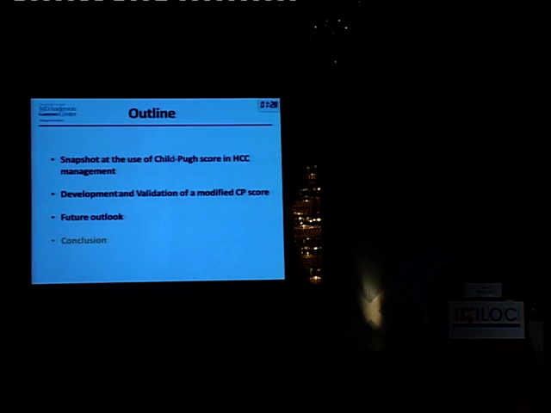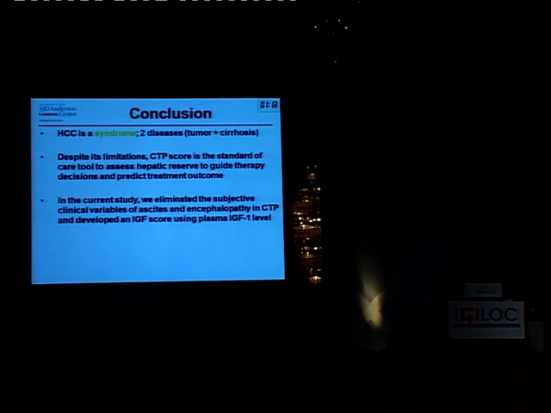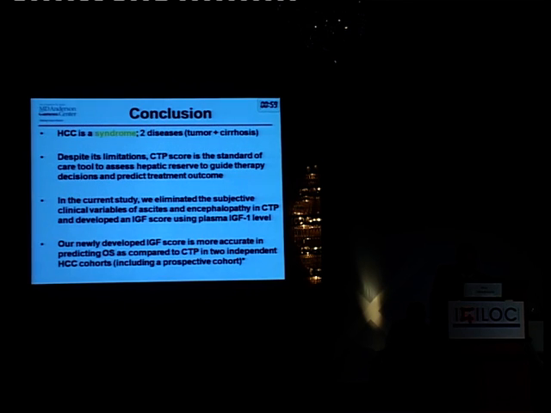So in conclusion, since HCC is a 2-disease state, Child-Pugh classification is the standard tool to assess the liver reserve, and despite the limitations we discussed, it remained the standard tool. So by elimination of those subjective parameters with IGF-1 and relying only on blood tests that could be done anywhere, we were able to better predict their survival. So it was more accurate, including a prospective cohort.